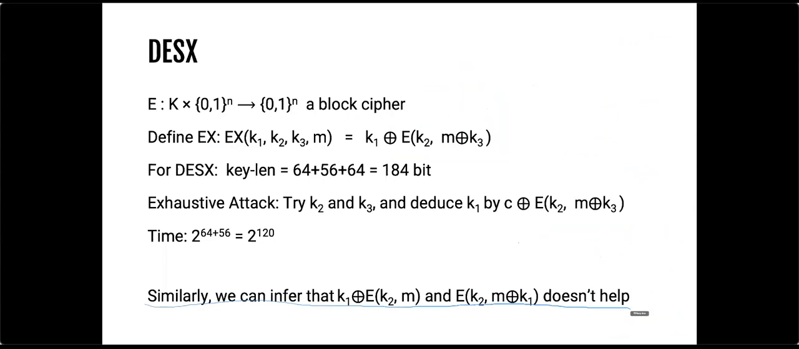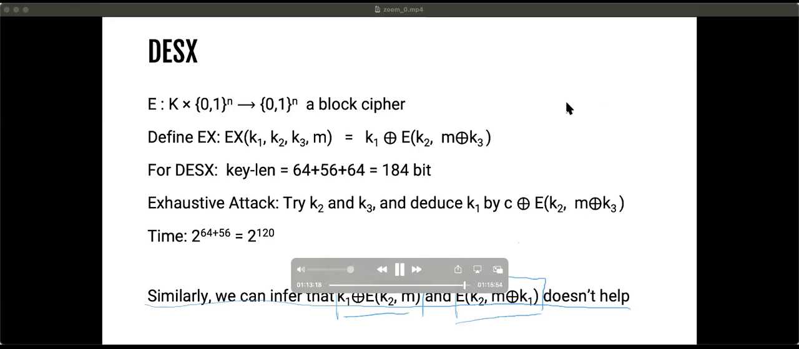Given this type of exhaustive search, and given that K1 doesn't really do anything, we can infer that if we design the encryption in this way, it won't help us defend against exhaustive attack. I want to leave this for you to think about offline. All right, this is everything I want to introduce to you about DES.